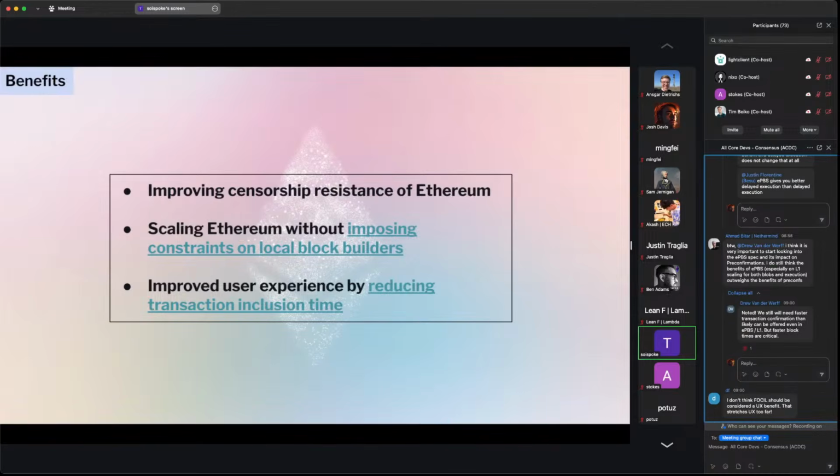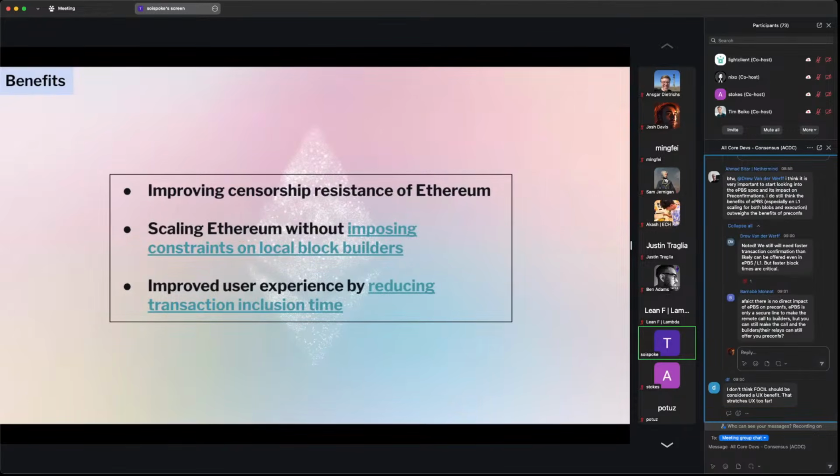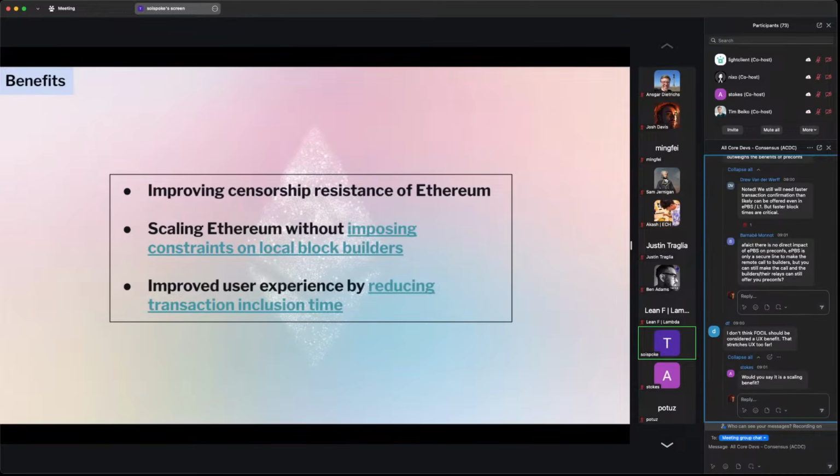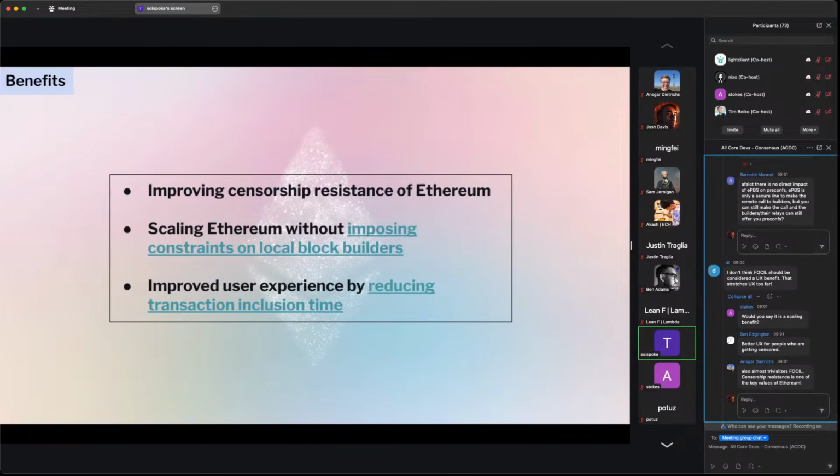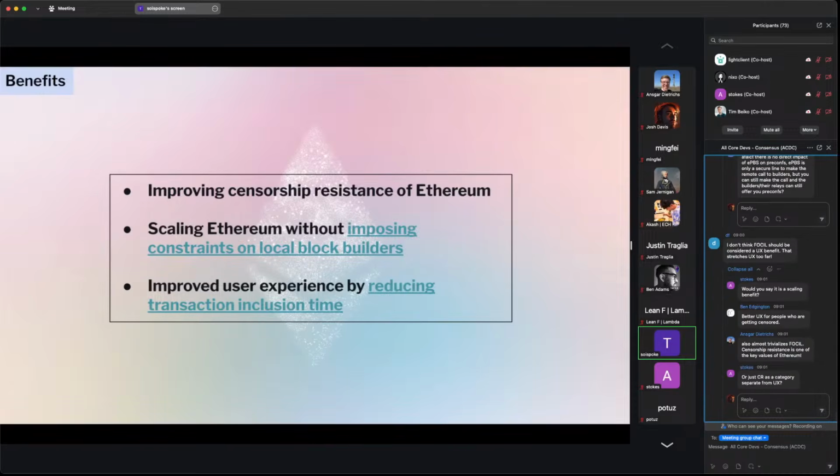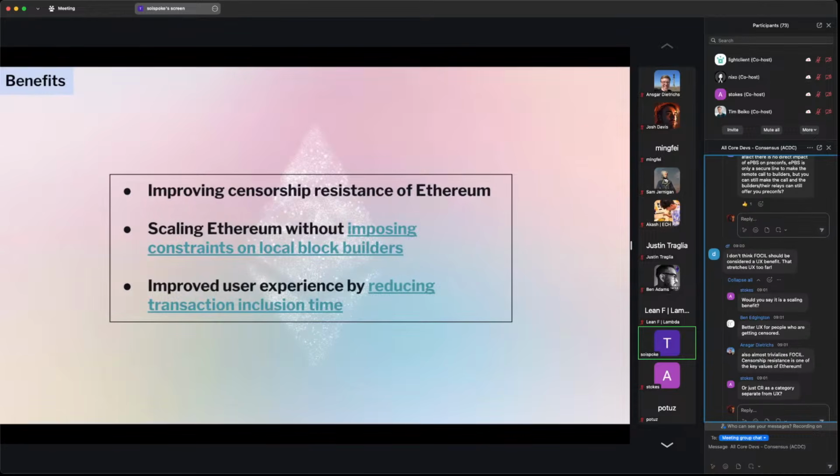The second one is actually very interesting because it allows scaling Ethereum without having to impose constraints on the local block builders. The idea is if you allow validators with Fossil to independently enforce transaction inclusion, then it's a major step towards scaling Ethereum throughput because it removes the dependency on local builders to preserve censorship resistance at the cost of performance and incentive. I linked it there, but there is a really good article by Barnaby that goes into more detail on this. The third is the improved UX that I talked about.